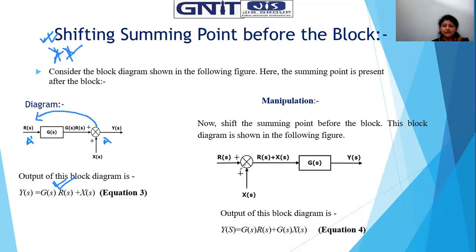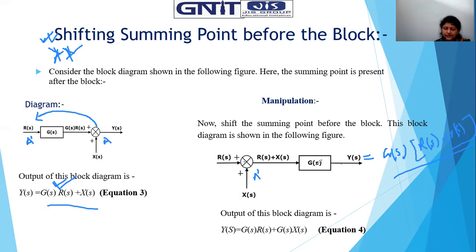Now shift the summing point after the block. So if you are shifting the summing point from here to here, A dash point, what did you actually do? RS plus X is plain and simple, so it is passing to GS. So what is your YS? That is basically GS into RS plus X. Right? So as a whole you are getting these two parts. But see, your output should come only as X, not multiplied with GS. So what do you have to do? It is plain and simple.